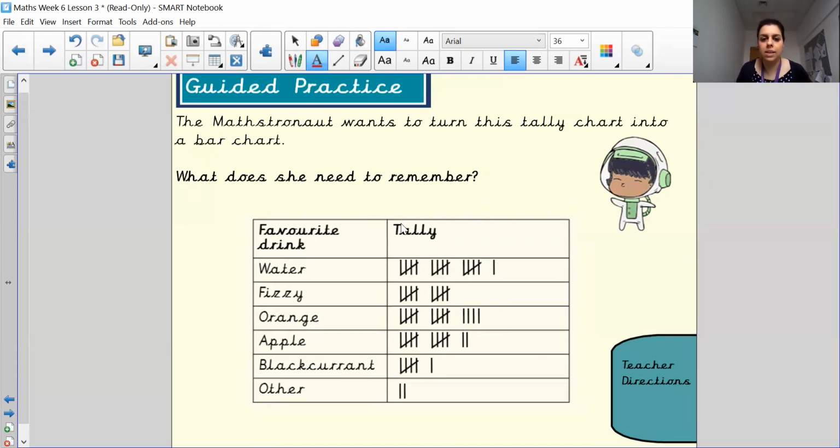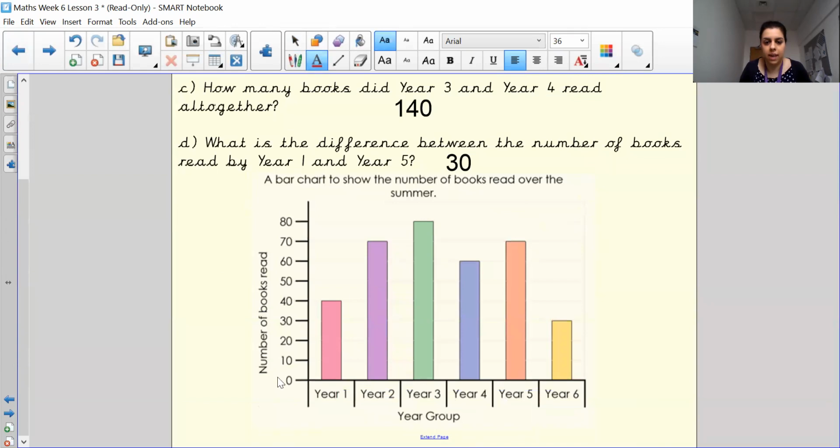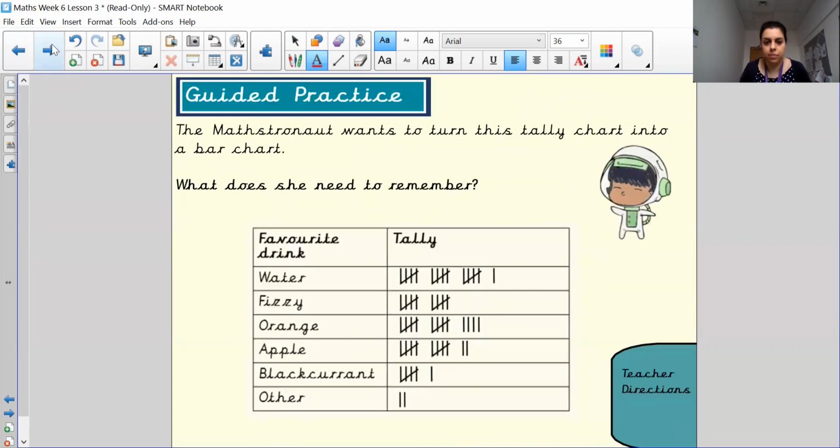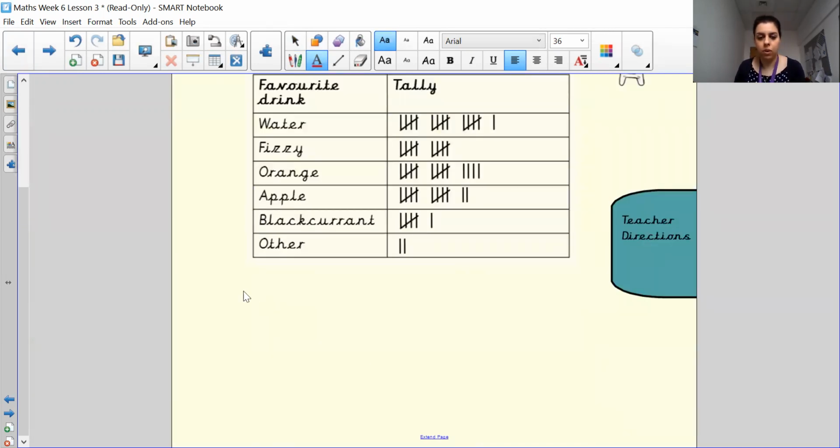Now, if she's drawing a bar chart from a tally chart, there are things that she needs to remember to do. I'd like you to pause the video and have a think of all the things that she's going to need to remember to draw a bar chart that looks like this. Pause the video, just have a think and write down a list of things that she needs to have. Okay, now I'm going to write my list here for you. Hopefully you've got some really good ideas and you can add this to your list.